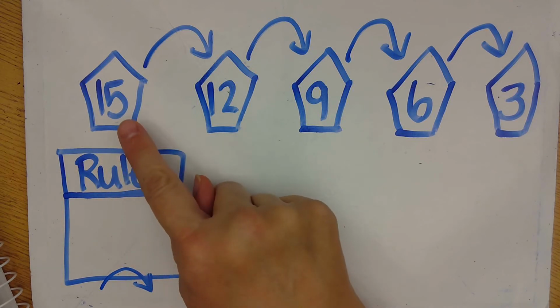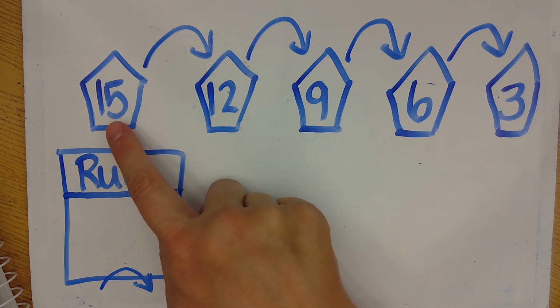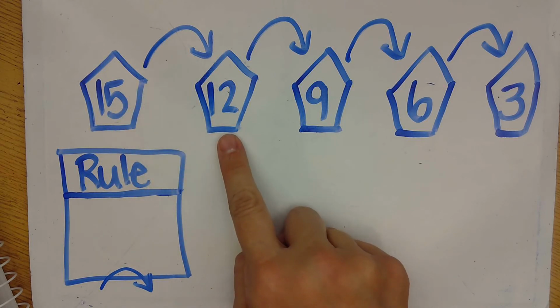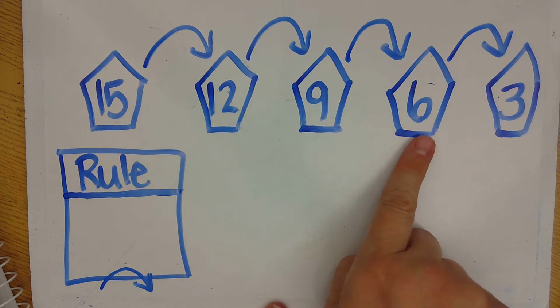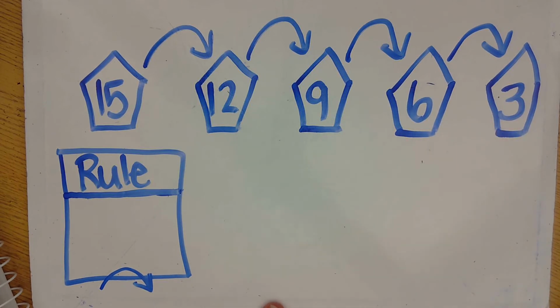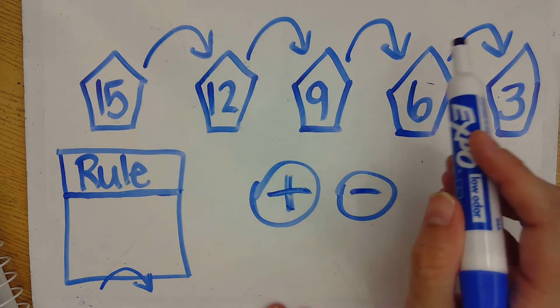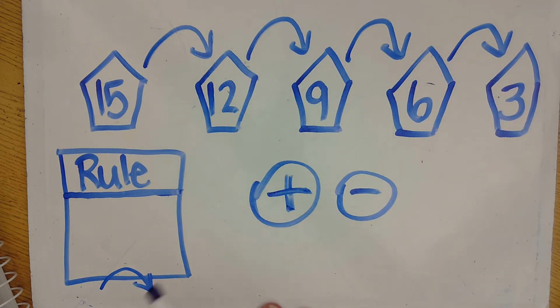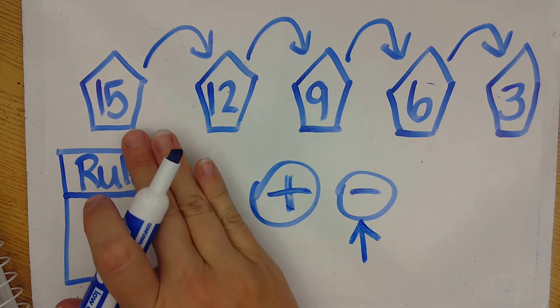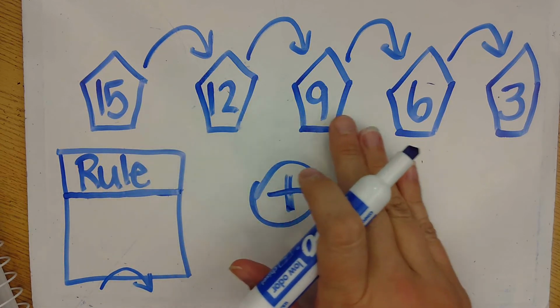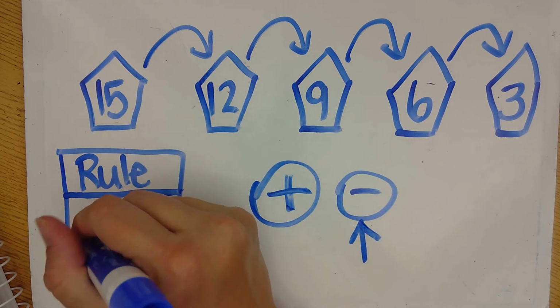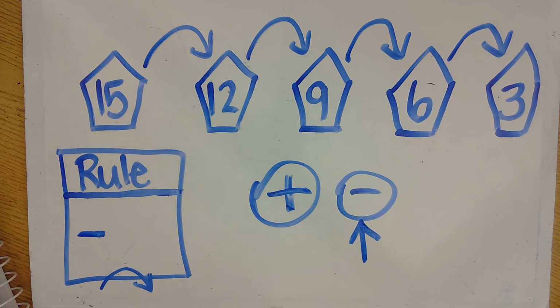I can see that this pattern of frames and arrows is starting with the number 15, and then it goes to 12, and then 9, and then 6, and then 3. Are these numbers increasing, or are these numbers decreasing as we go along the path of the frames and arrows? If you said these numbers are decreasing, you are correct. So we're starting with a higher number and getting smaller and smaller and smaller. So my rule is going to be subtract or minus something.